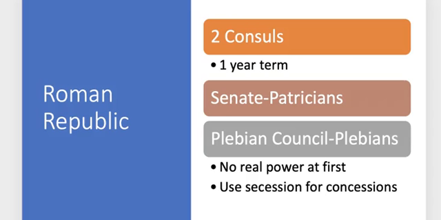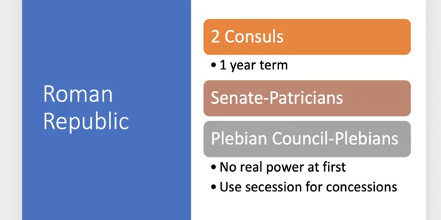Now, at first we see that the plebeians have very little power. They do have their own council that they are able to benefit from. But again, at first there's no real power. So what they actually do is they completely secede from public life if they want to get something passed. Meaning they remove themselves from city life, from public life. They stop working. They stop benefiting society in any way. And because of this, they are going to get different concessions.